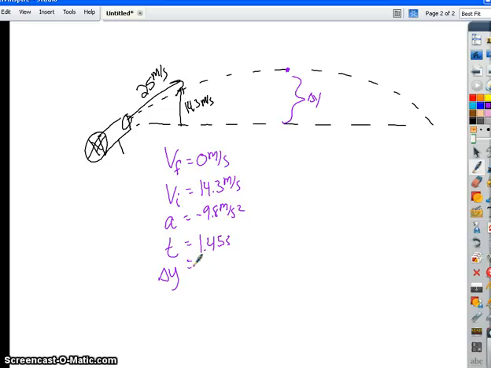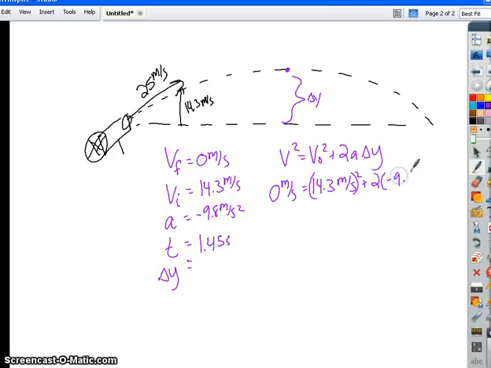If we use these variables right here, I would go with this equation, v squared equals v naught squared plus 2a delta y. I'm putting y in. Our final velocity is going to be equal to 0. Our initial velocity is going to be 14.3 meters per second, plus 2 times negative 9.8 meters per second squared times delta y. When we solve all this out, we get a delta y equal to 10.4 meters. So 10.4 meters is how high it was in the air.